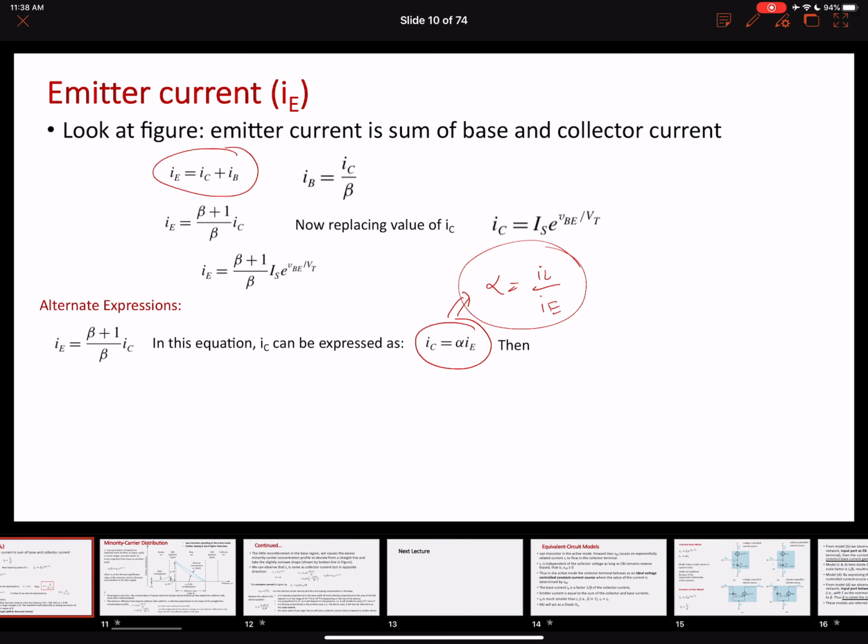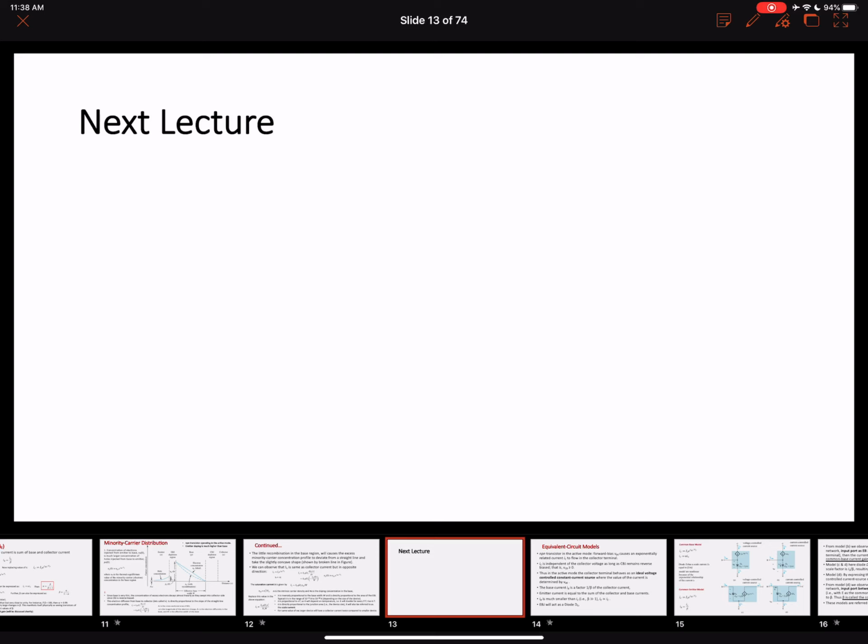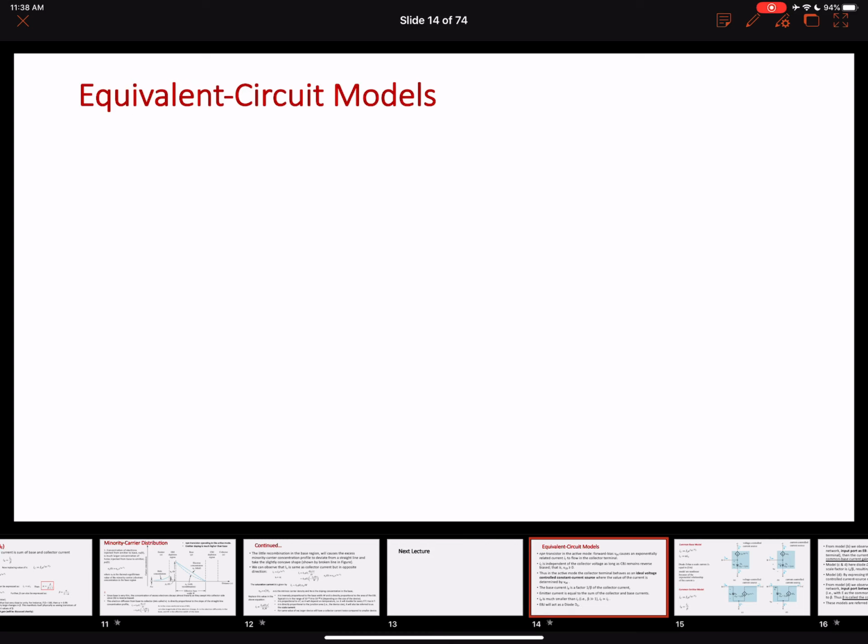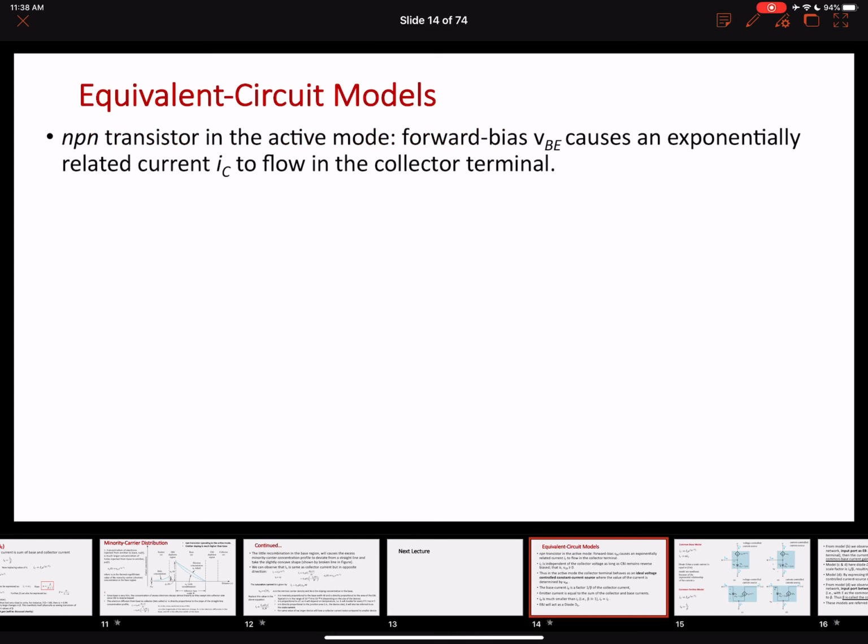Okay, so with that, let's start today's lecture. In today's lecture, we will develop large signal model equivalent circuits, and we will see the common base model and the common emitter model, and discuss more about alpha and beta. Before developing the equivalent circuit model, this is what we know so far.